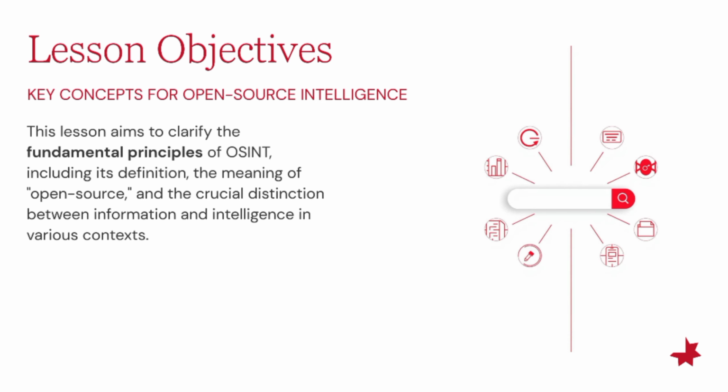Before we go deeper, let's understand what we aim to achieve in this lesson. By the end, you should clearly understand what OSINT means, what open source actually refers to, and why there is an important difference between information and intelligence. These concepts may sound simple, but they form the backbone of professional investigative work.